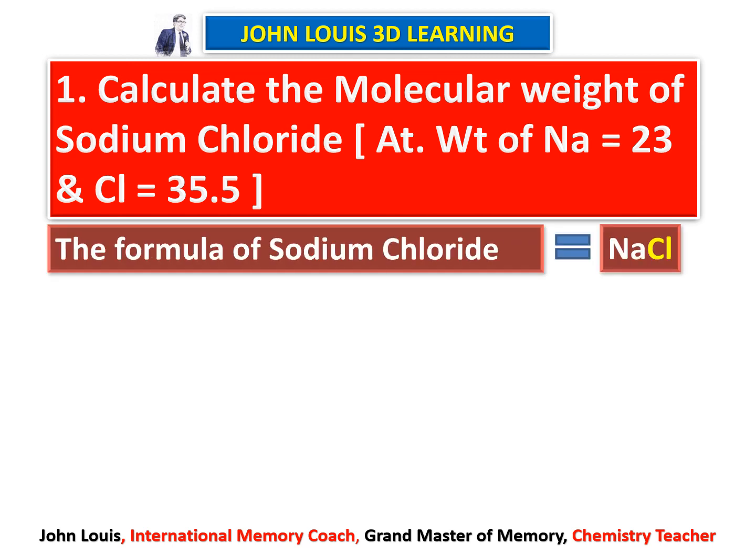It's equal to NaCl. We all know sodium is Na, chloride is Cl, and the valency of sodium is 1 and chloride is also 1. Therefore, when you interchange after simplifying it, we get Na1 and Cl1. Therefore, the formula of sodium chloride is NaCl.